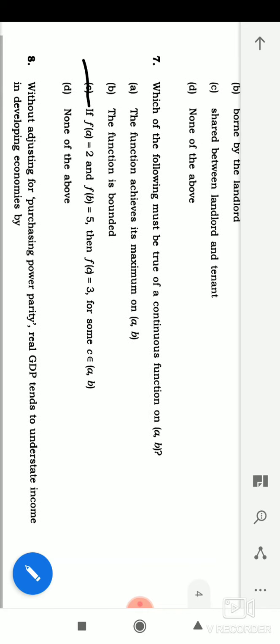Then next, which of the following must be true of a continuous function on [a, b]? Given options are, the function achieves its maximum on [a, b], the function is bounded, if f(a) is 2 and f(b) equal to 5, then f(c) equal to 3 for some c which belongs to [a, b], and none of the above. Here the correct answer is option C: if f(a) equals 2 and f(b) equals 5, then f(c) equals 3 for some c which belongs to [a, b].